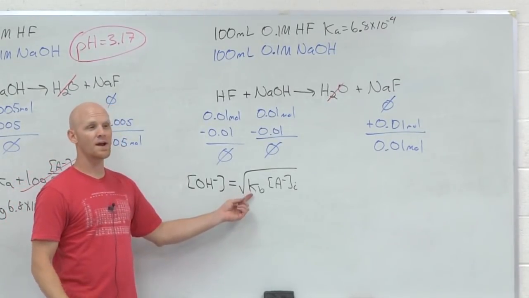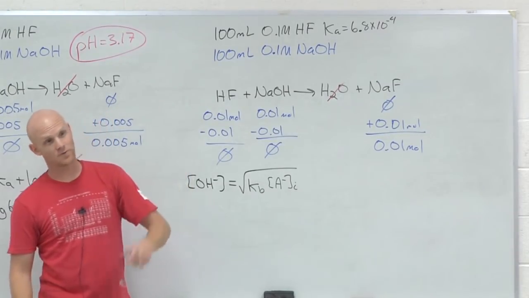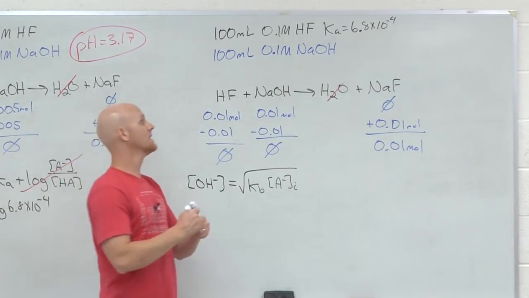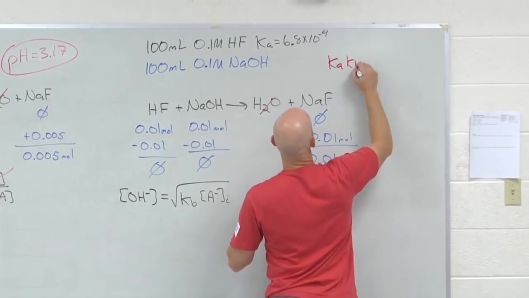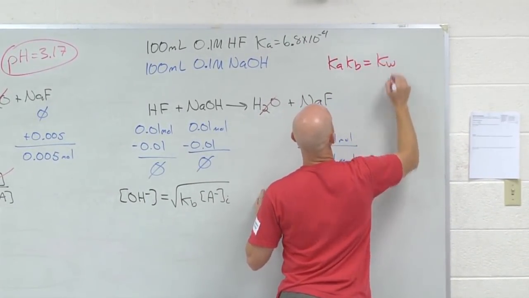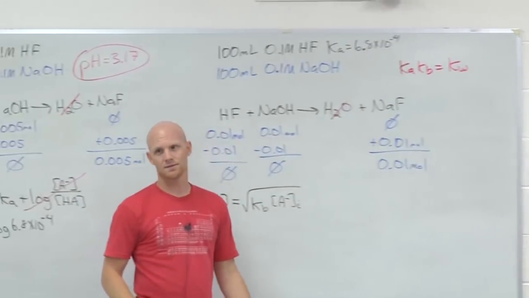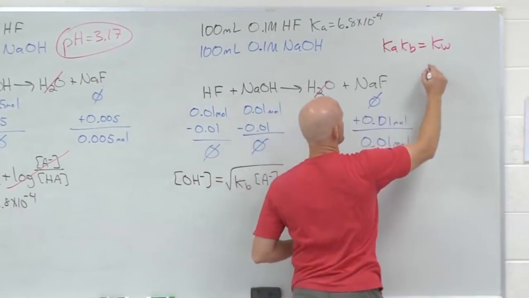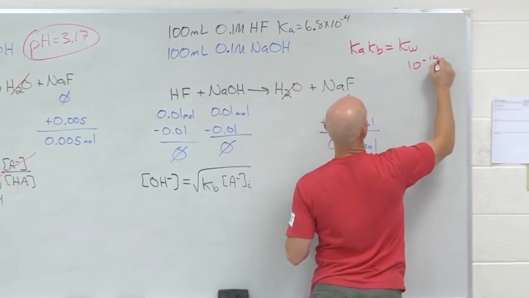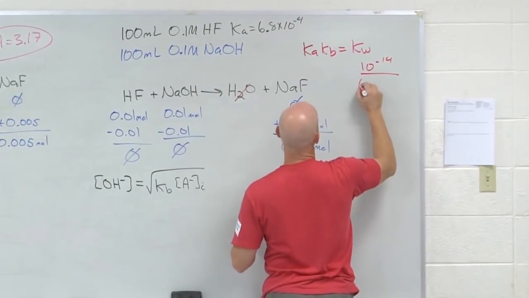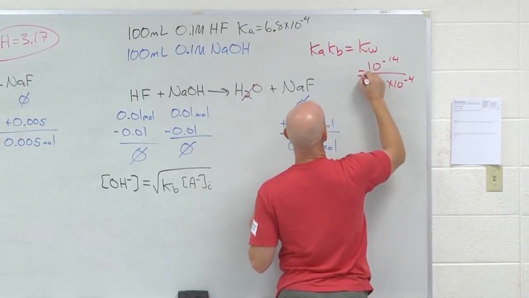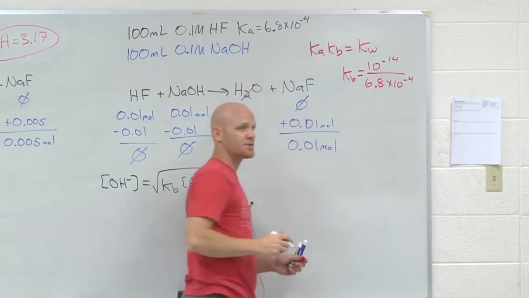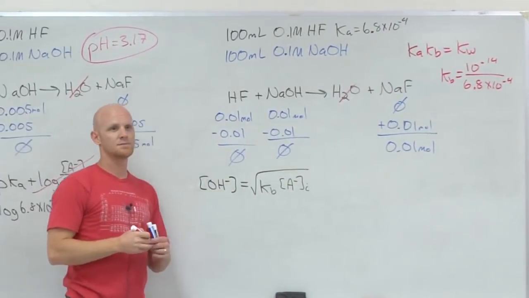Do I know the Kb right now? I don't know it directly. I've got the Ka, but I'm going to have to use Ka times Kb equals Kw to get the Kb. So if I divide through by the Ka, I'll get 10 to the negative 14 all over the Ka, 6.8 times 10 to the negative 4, to get the Kb. So that's the first part. I've got to get a Kb to plug in.